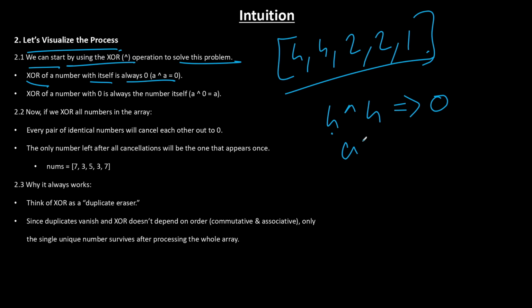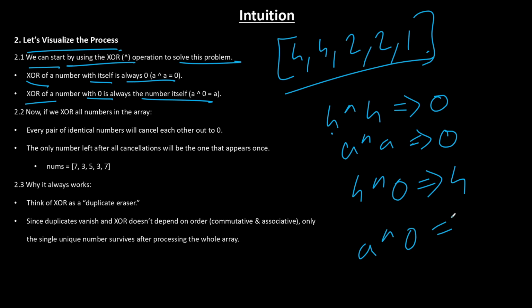Or basically you could say A XOR A will give me 0. And if it is 4 XOR 3, it will give me... XOR of a number with 0 is always the number itself, right? Let me write that also. 4 XOR 0 will give me 4, or you could say A XOR 0 will give me A. And also other properties of XOR could be, this is the main property.